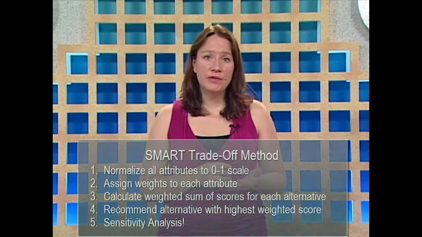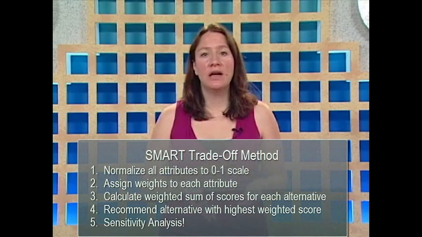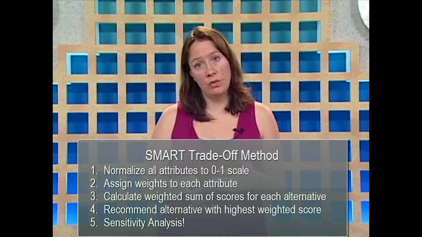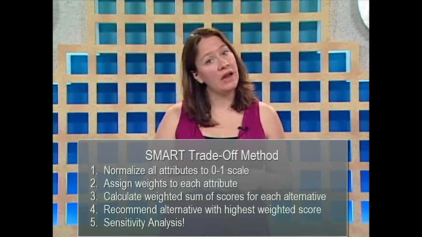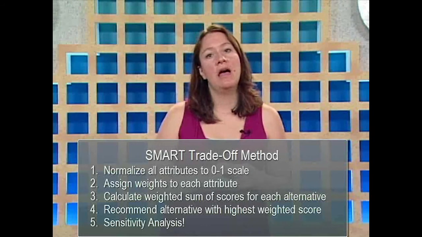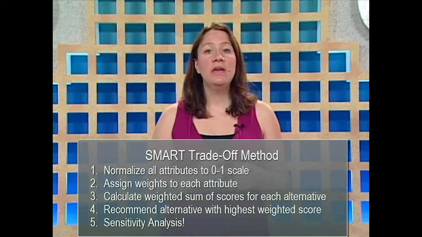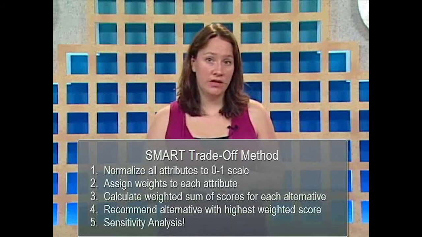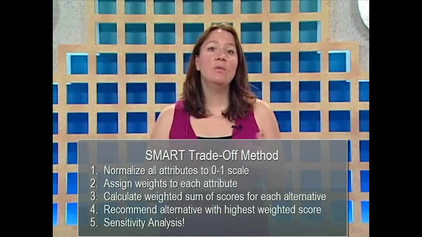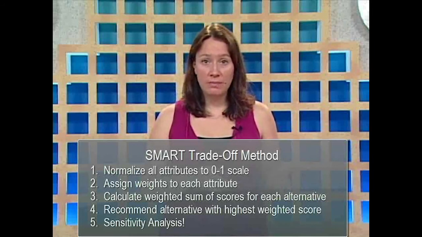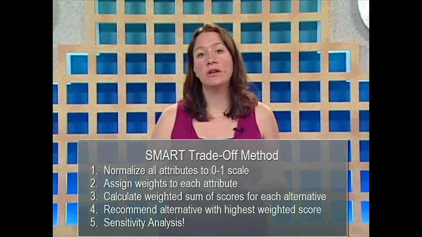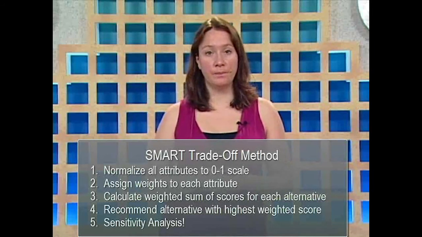So the idea of SMART is that we start by normalizing all of our attributes to a 0 to 1 scale. And then we assign weights to each attribute, and we're going to talk about how we might assign weights. Then we calculate a weighted sum of scores for each alternative. And then the recommendation, the recommended best alternative, is the alternative that has the highest weighted score.